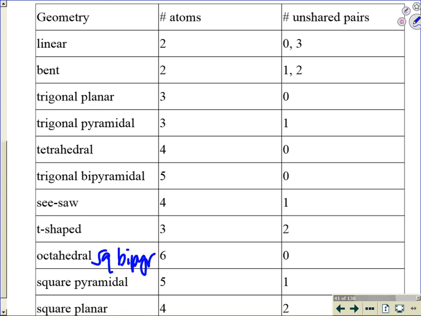So, for example, seesaw has 4 atoms bonded to the central atom, and it has 1 unshared pair, aka lone pair. So overall, it has 4 plus 1, 5 electron domains. So though it's called seesaw in molecular geometry, what is it called in electron group geometry? Trigonal bipyramidal. If you have T-shaped, which is 3 atoms and 2 lone pairs, again we have 5 electron domains. What is it called in electron group geometry?